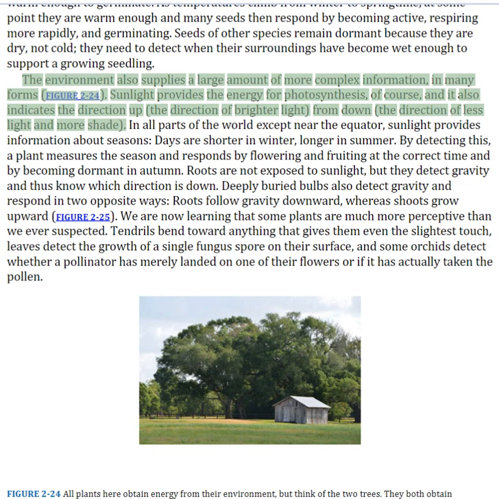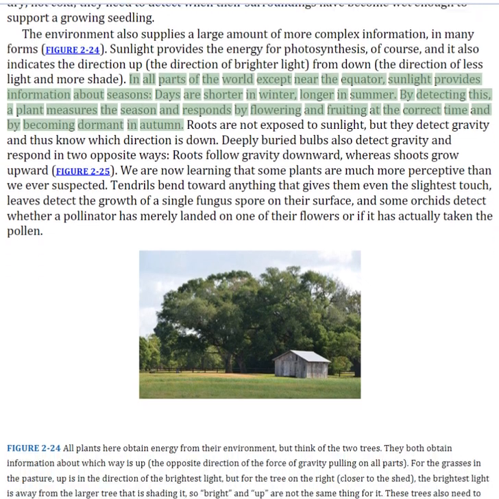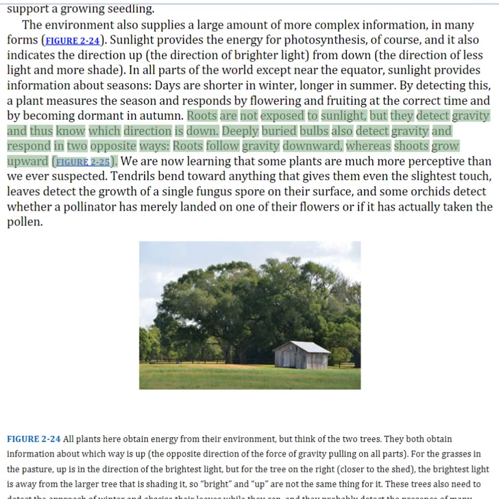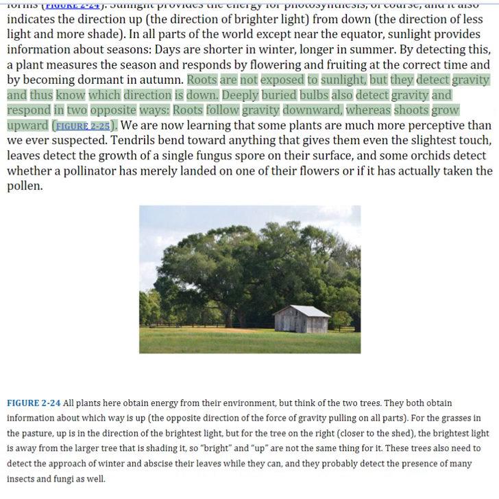Sunlight provides the energy for photosynthesis, of course, and it also indicates the direction up from down. In all parts of the world except near the equator, sunlight provides information about seasons. Days are shorter in winter, longer in summer. By detecting this, a plant measures the season and responds by flowering and fruiting at the correct time and by becoming dormant in autumn.